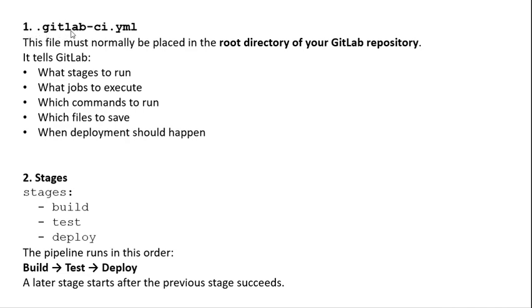First, the .gitlab-ci.yml file must normally be placed in the root directory of your GitLab repository, and it tells GitLab what stages to run, what jobs to execute, which commands to run, which files to save, and when deployment should happen. Second, stages: - build - test - deploy. The pipeline runs in this order: first build, then test, and last deploy. Each stage starts only after the previous stage succeeds.